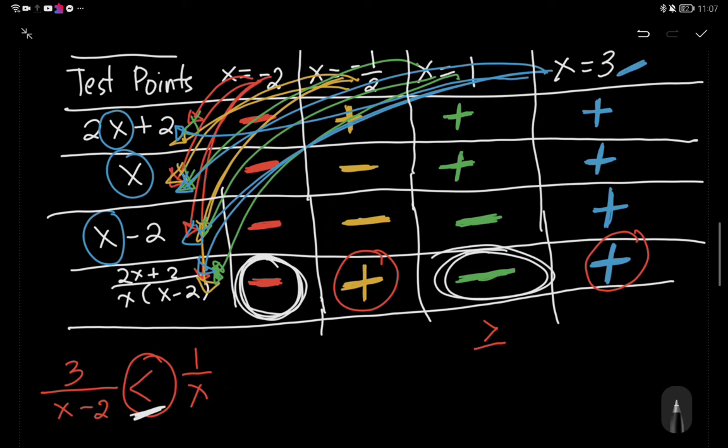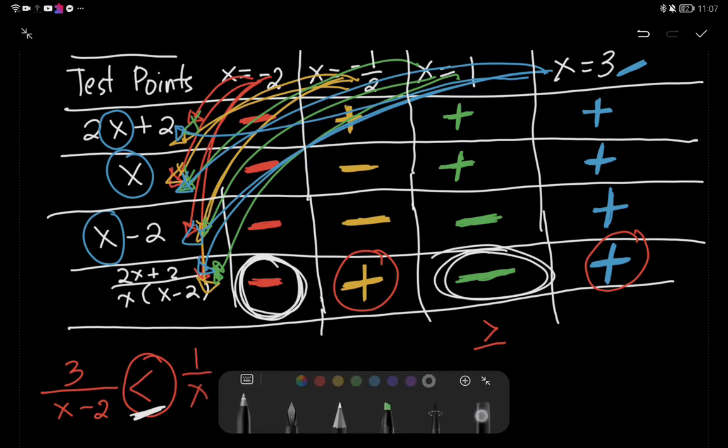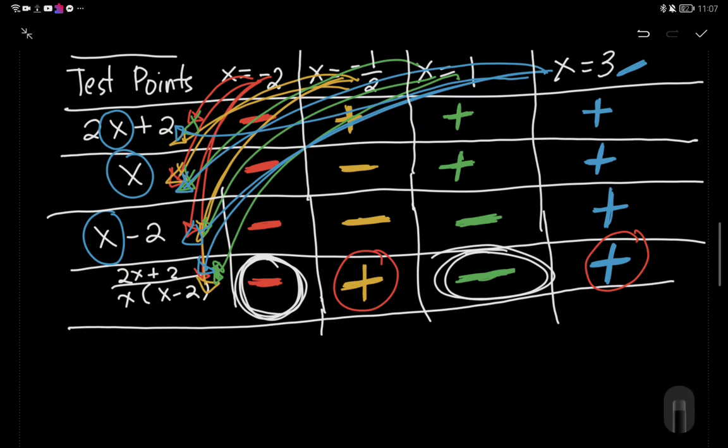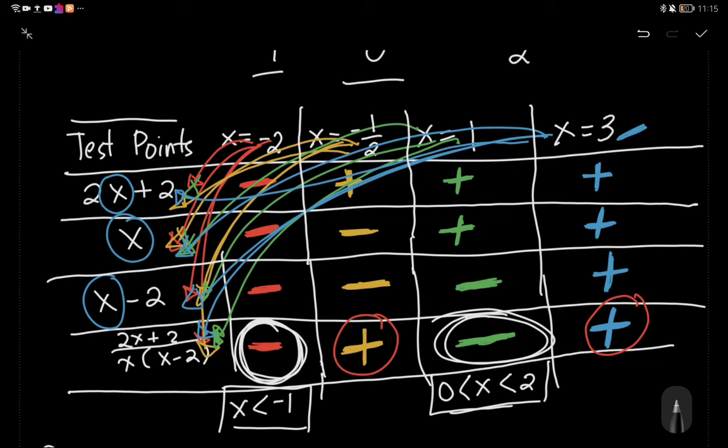Ang interval nga nag-negative. Now, ang interval nga nag-negative kay mao ni sila. Diba ang intervals ani kay this one is x is less than negative 1 and this one here interval ani is x is greater than 0 but less than positive 2. Now, silang duha kani nga interval ang nag-negative. Since silang duha ang nag-negative, sila ang solution sa ato ang inequality.